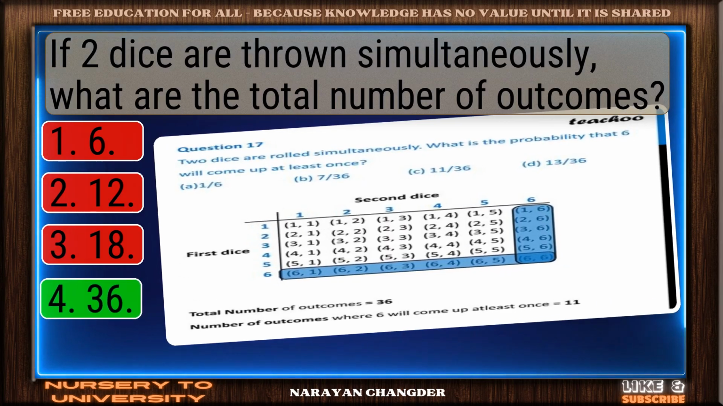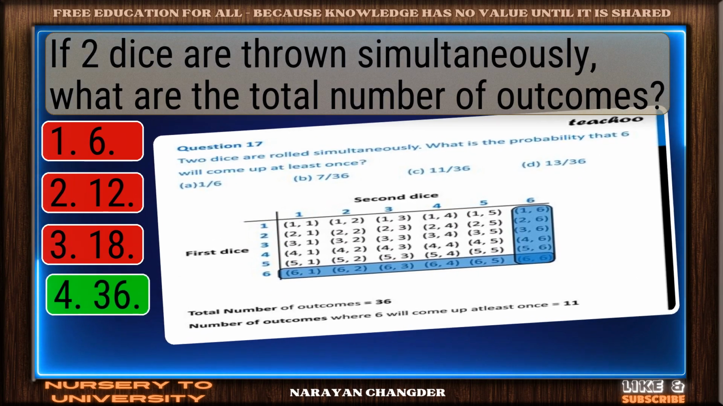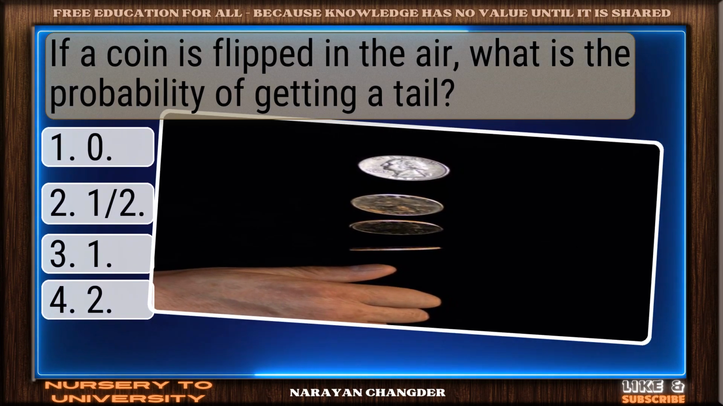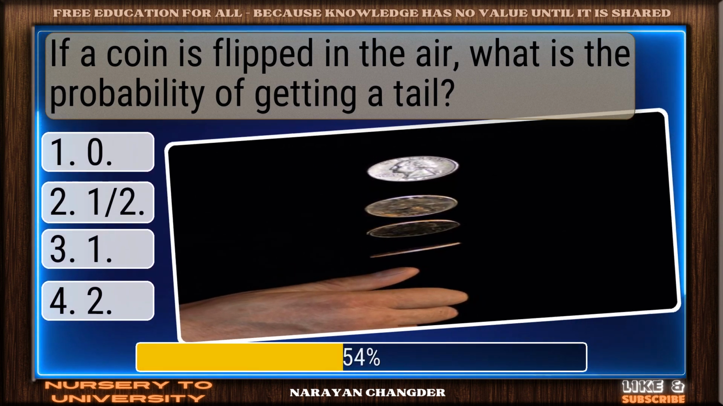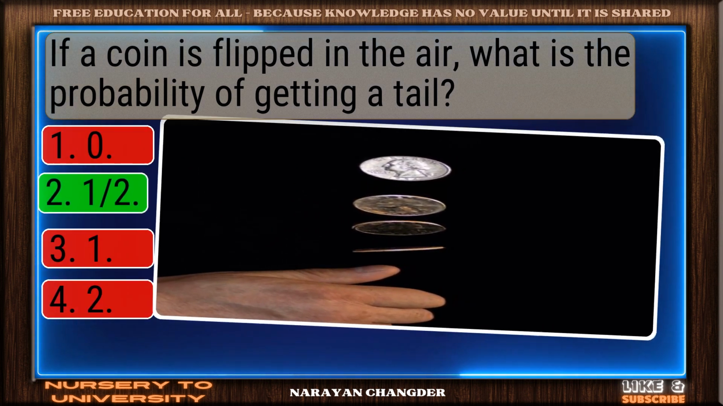Clear logic. Your choice 36 is sound and 100% true. Question number 61. If a coin is flipped in the air, what is the probability of getting a tail? Well picked. 1/2 is the correct answer.